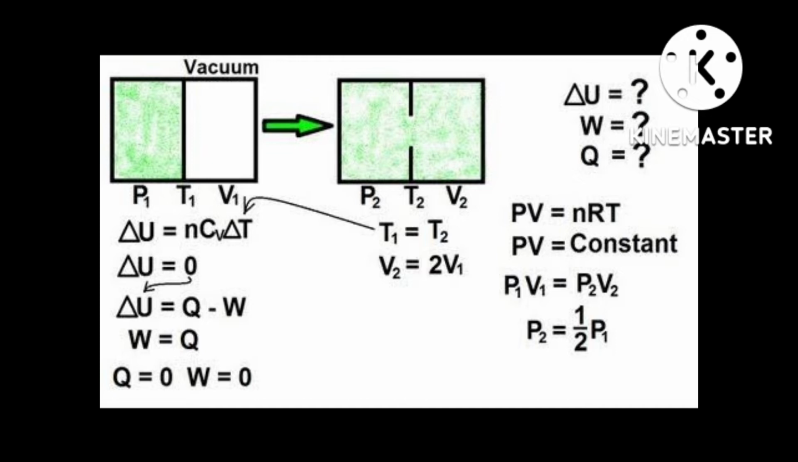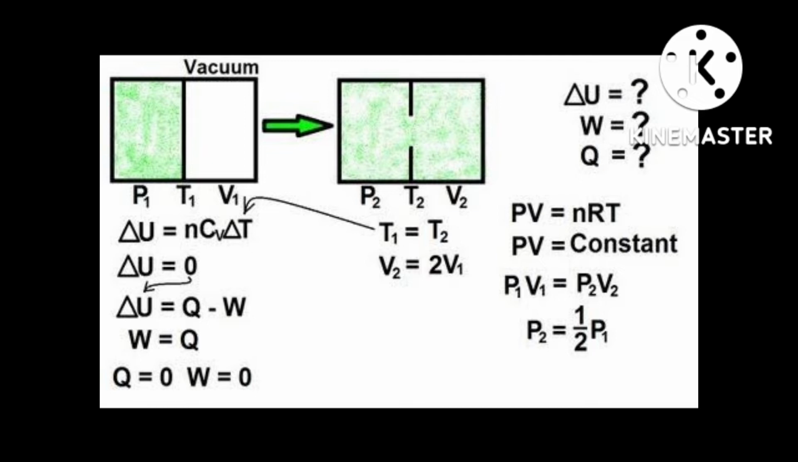Free expansion means external pressure must be 0. In vacuum, because no gas is there, there is no pressure. Actually pressure develops due to gaseous molecules, but in vacuum no molecules are there, so pressure is considered 0.